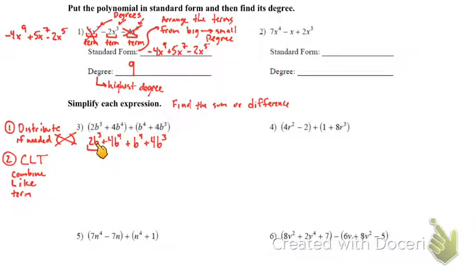So this term has b to the 3rd. I'm looking for another b to the 3rd, and I have it here. So we are going to combine those. All right? So what that means is look at the number. This is called a coefficient. We have positive 2 and we have positive 4. So if I put them together, they're on the same team. So that means they're going to make a bigger team. They're going to add together. So positive 2 and positive 4 gives me positive 6.